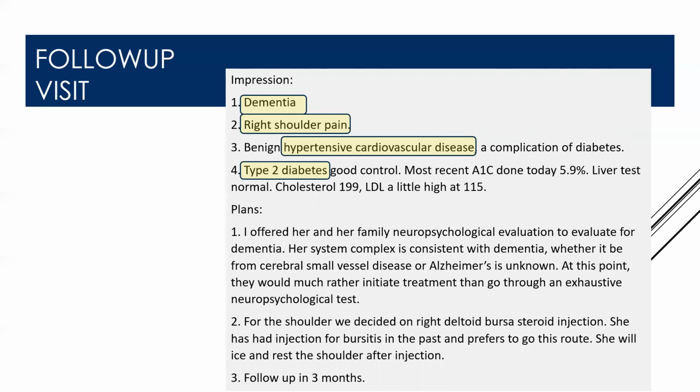Plans: I offered her and her family neuropsychological evaluation to evaluate for dementia. Her symptom complex is consistent with dementia. Whether it be from cerebral small vessel disease or Alzheimer's is unknown. At this point, they would much rather initiate treatment than to go through an exhaustive neuropsychological test. For the shoulder, we decided on a right deltoid bursa steroid injection. She's had an injection for bursitis in the past and prefers to go this route. She'll ice and rest the shoulder after the injection and follow up in 3 months.